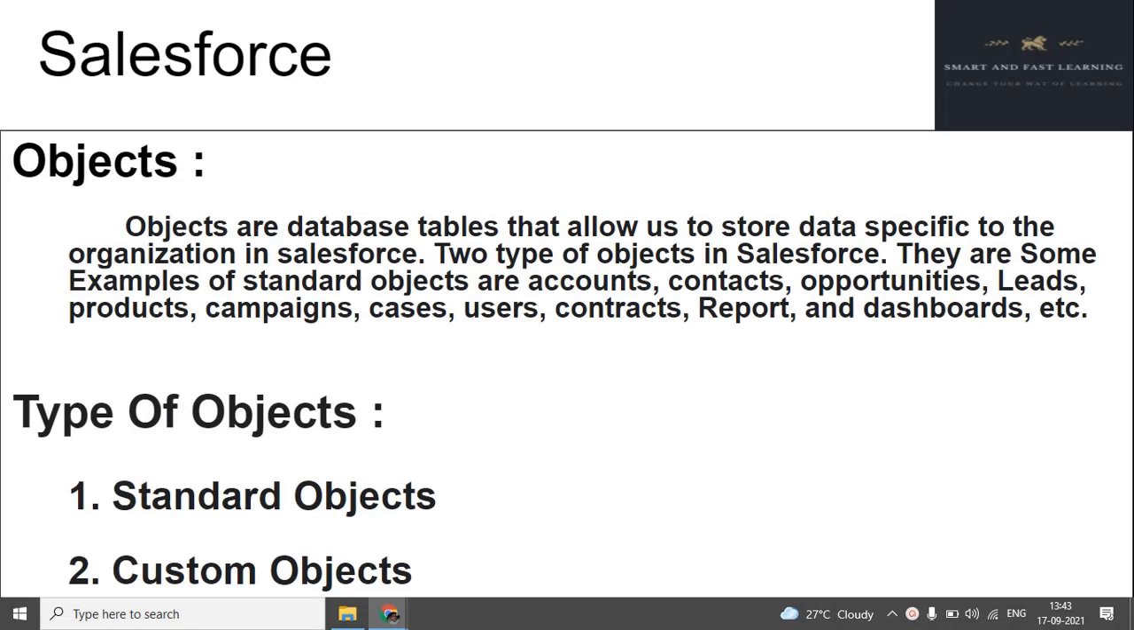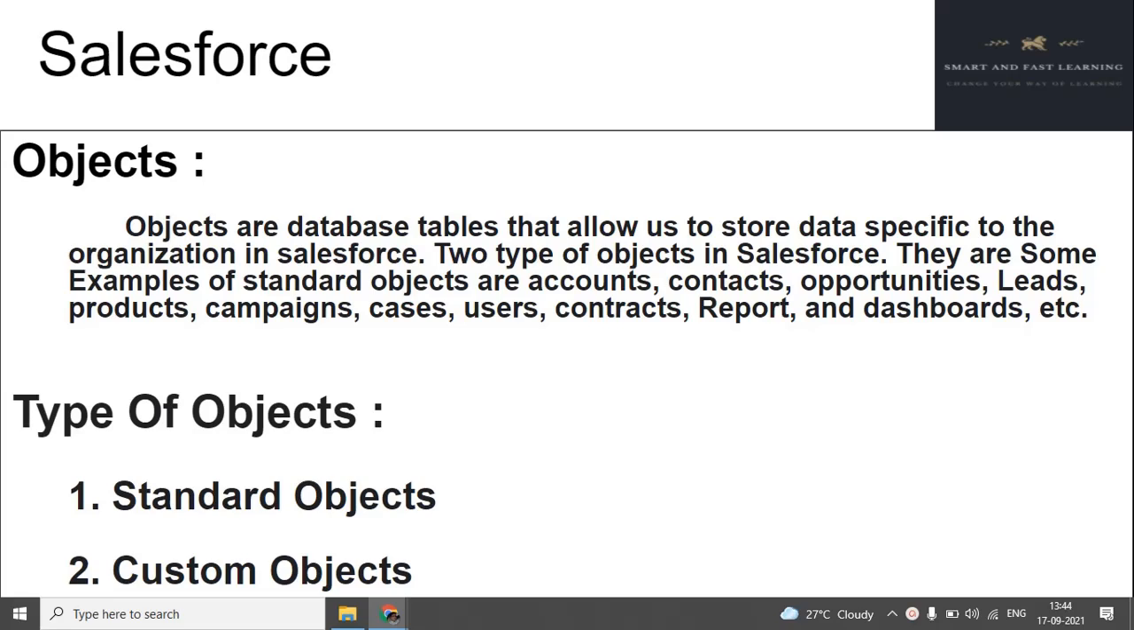Hello, good afternoon everyone. So today we are going to learn what is an object, what types of objects, what is a field and what types of fields in Salesforce. In Salesforce, objects are nothing, it's just a data table that will allow us to store data specifically from any organization. It can be two types, standard object and custom object.